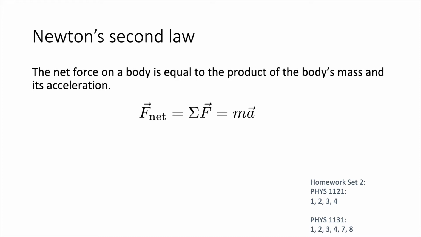So let's look at Newton's second law. Newton's second law tells us that the net force on the body is equal to the product of the body's mass and its acceleration. So the net force, which is the sum of all the forces acting on the body, is equal to the mass times the acceleration. Now there's lots of questions you can do to practice using this. Homework set 2, questions 1, 2, 3 and 4 for 1121, and 1, 2, 3, 4, 7 and 8 for 1131.